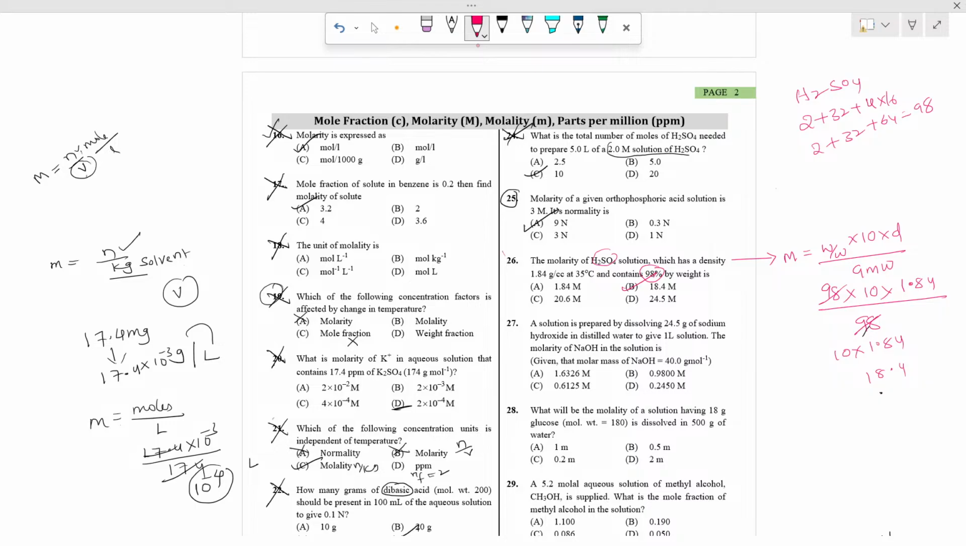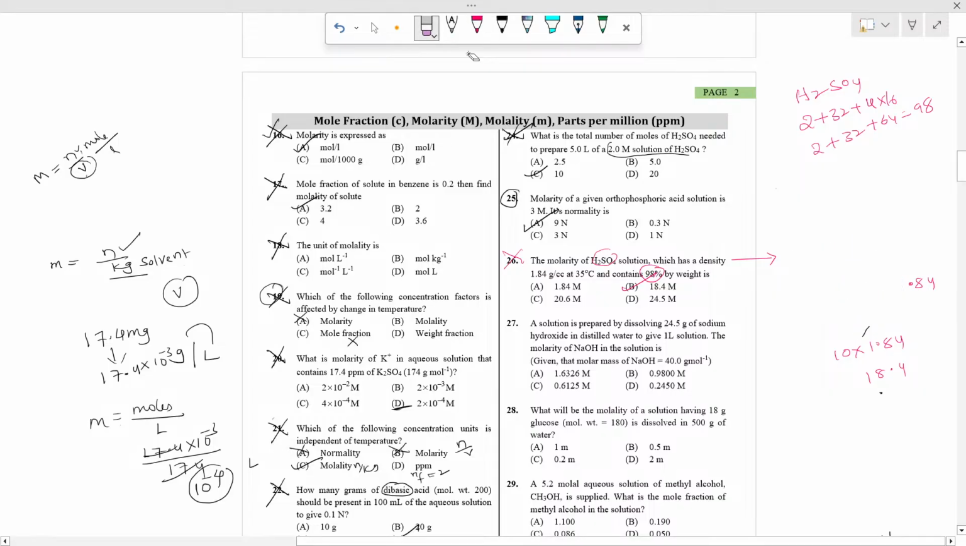Go for question number 27. A solution is prepared by dissolving 24.5 gram of sodium hydroxide in distilled water to give 1 liter solution. The molarity of NaOH solution is? You can use the direct formula. What is the formula of molarity? Molarity is equal to weight upon gram molecular weight into 1000 upon V in ml.